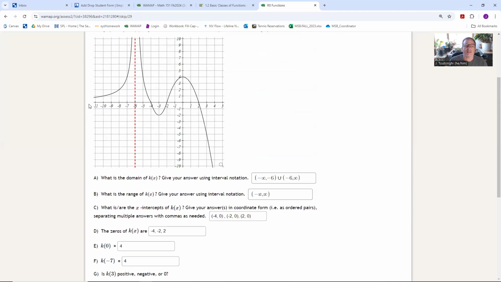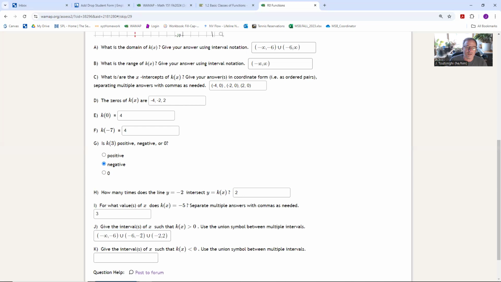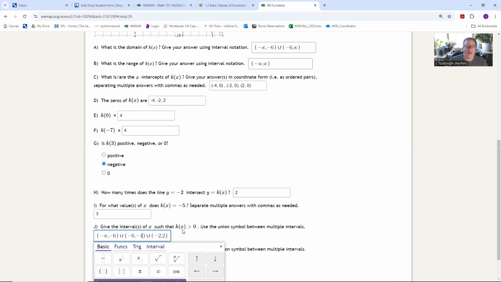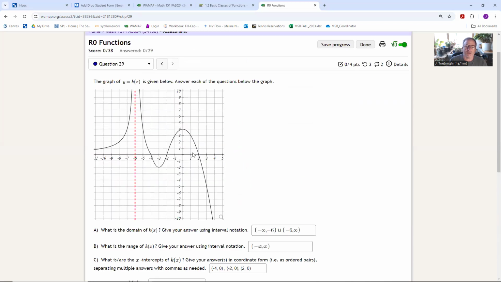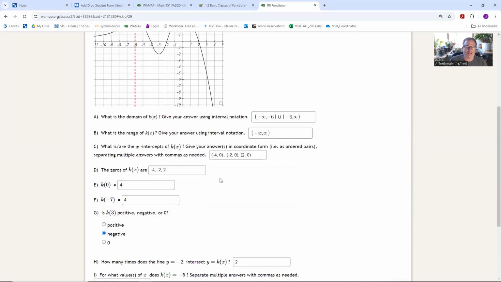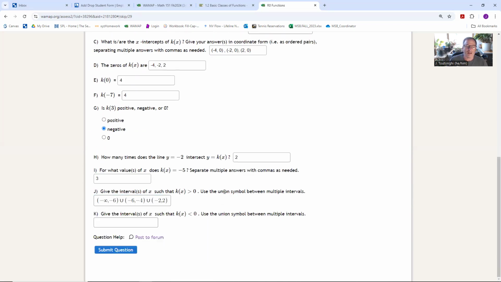Negative infinity to -6, it's positive. From -6, oh, to -4. I messed that one up. Not -2 here, -4. And then from -2 to 2 again. Where is it above the x-axis? Okay, and then the last one is where is it below the x-axis?